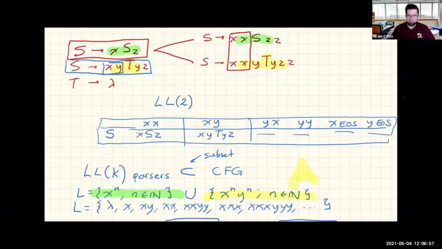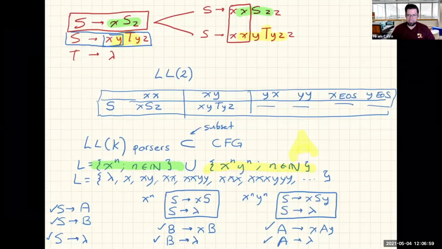In this case, we have an LL2, which needs at least two symbols ahead to be able to take a decision. Then we saw a problem.